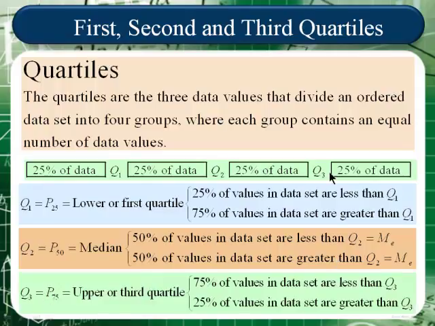And finally, if we focus on Q3 or percentile 75, the upper or the third quartile, then 25 plus 25 plus 25, in other words 75% of the values in the data set will be less than Q3, while 25% of the values will be greater than Q3.